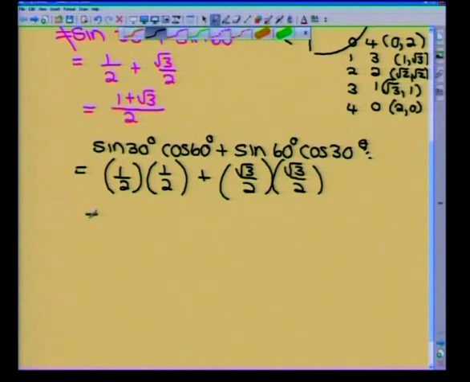Okay, so now we're going to say a half times a half gives you a quarter. And this times this gives you 3 over 4. And of course, a quarter plus 3/4 makes 1. And as you can see now, that does give you the same answer.